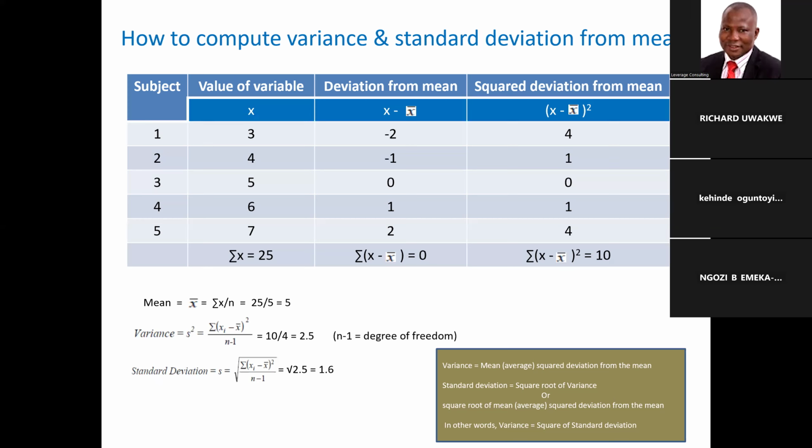So the average sum of squares. That's it. When you now divide this sum of squares by the degree of freedom, you calculate the average, the mean square deviation from the mean. That is the variance. That's why they say variance is the mean square deviation from the mean. Look at it here. Variance, which is S squared, is sigma (x minus x bar) squared over n minus 1. When we did it, it gave us 2.5.